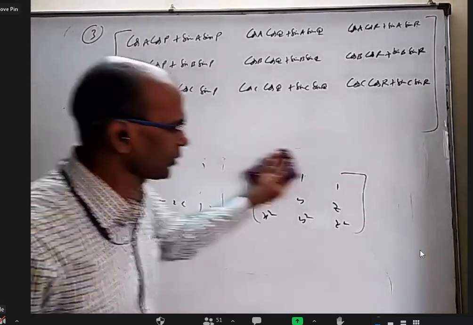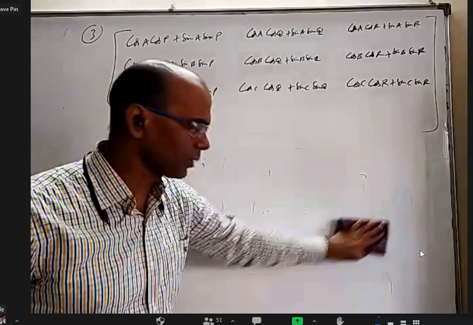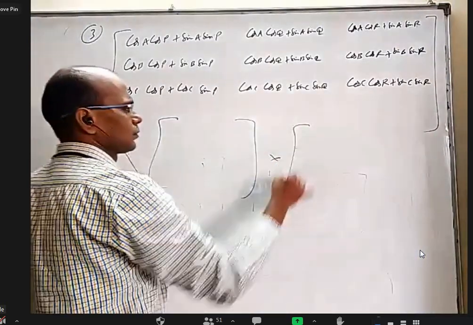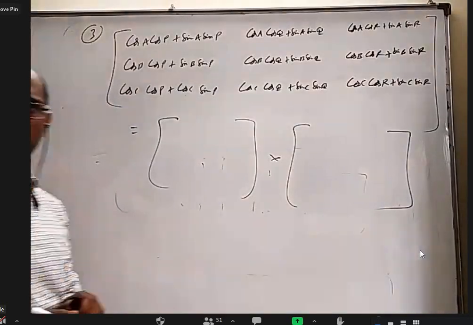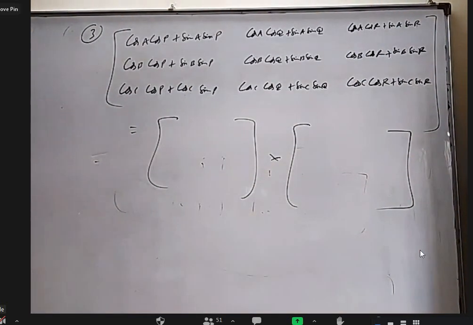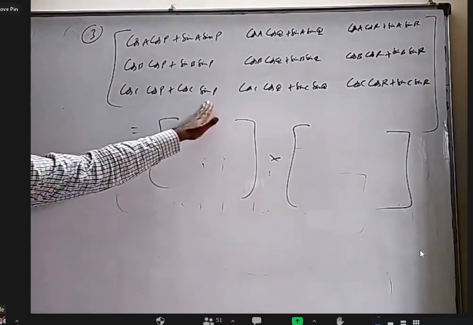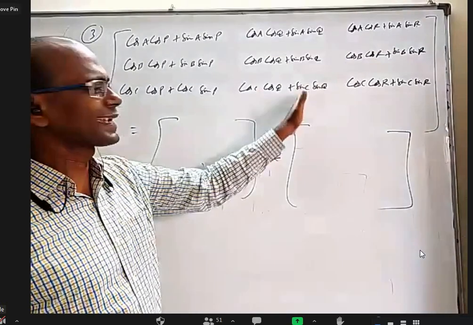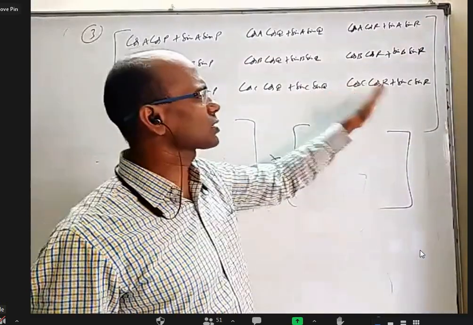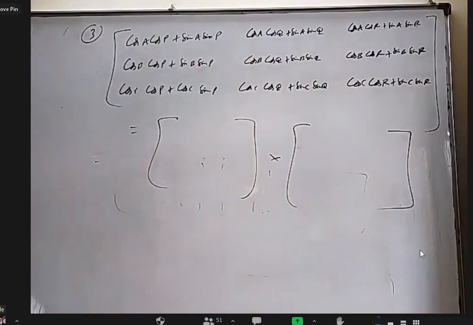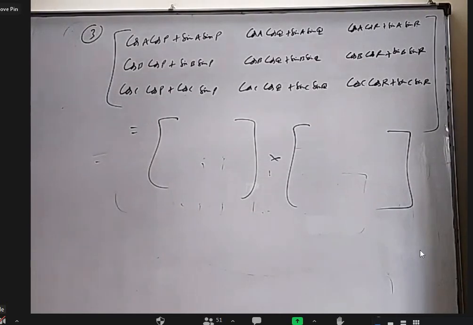Okay, you have to write it as a product of two matrices. Two 3x3 matrices, none of them should be a zero matrix. So what is the third row? cos C cos P plus sin C sin P. cos C cos Q plus sin C sin Q. cos C cos R plus sin C sin R. If any part of this is not legible to you, tell me, I'll read it for you.